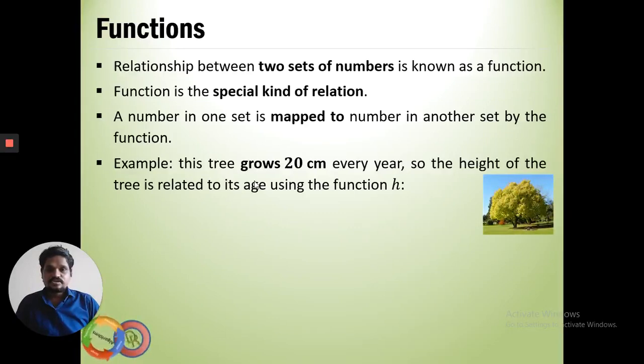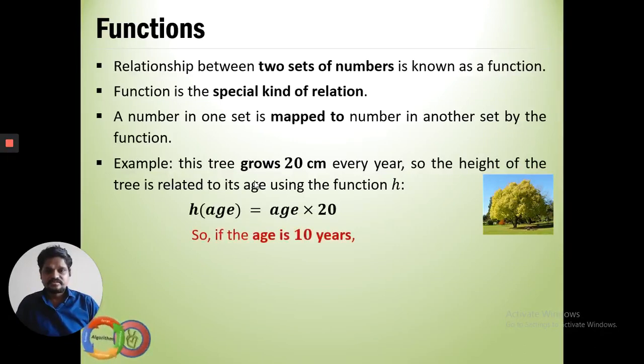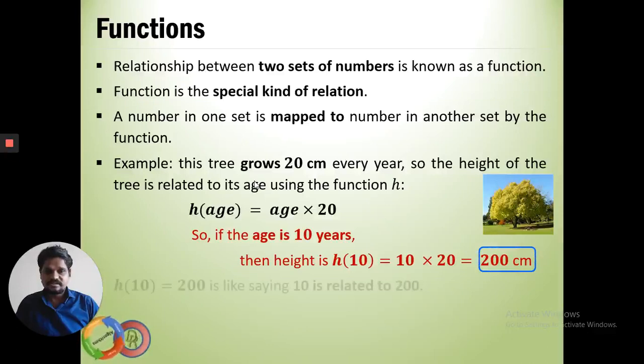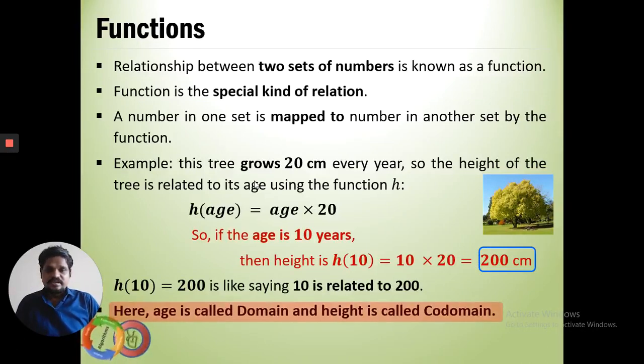Example: a tree grows 20 centimeters every year. So the height of the tree is related to its age using the function h. Is that clear? So h of a is equal to a multiplied by 20. This is the function we define, and obviously this is again one kind of relation. The age is one of the sets, which has time, whereas the height is again one of the sets, which has distances. So time is related to distance here. If the age is 10, then the height will be 200 centimeters. Here the age is called the domain and height is called the codomain.